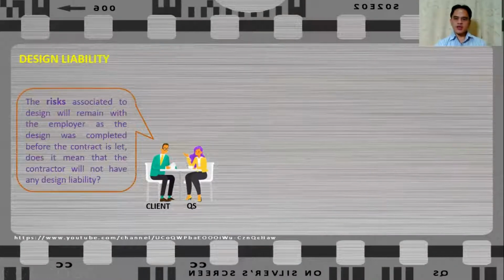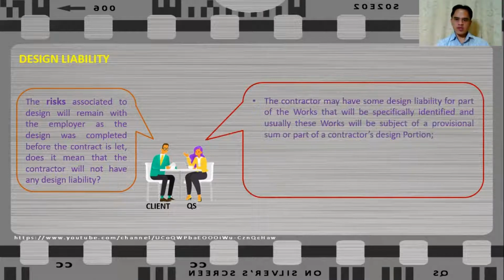The next characteristic of traditional procurement that we are going to discuss is design liability. The question is, the risk associated to design will remain with the employer as the design was completed before the contract is let. Does it mean that the contractor will not have any design liability? Under traditional procurement, the contractor may have some design liability for part of the works that will be specifically identified. And usually, these works will be subject to a provisional sum, or these works are part of contractor's design portion.